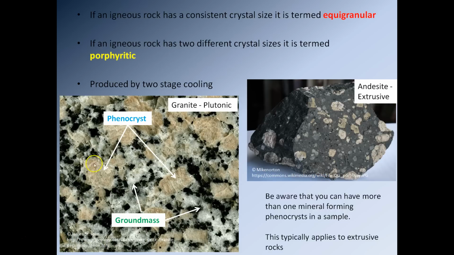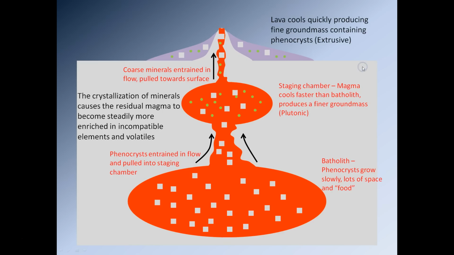Most plutonic igneous rocks will tend towards equigranular. So we'll just quickly discuss two-stage cooling, then we'll have a break.